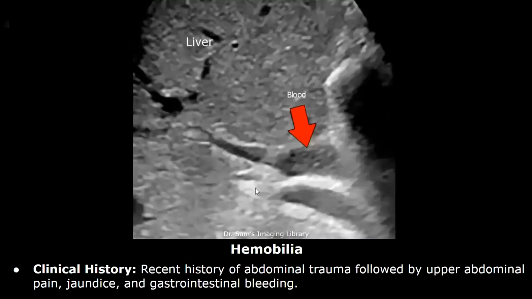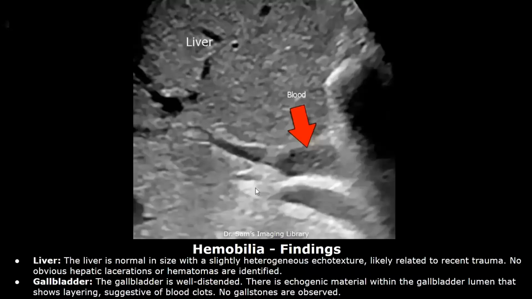Now we have a case of hemophilia. Clinical history: recent history of abdominal trauma, followed by upper abdominal pain, jaundice, and gastrointestinal bleeding. These are the findings. The liver is normal in size, with a slightly heterogeneous echotexture, likely related to recent trauma. No obvious hepatic lacerations or hematomas are identified.